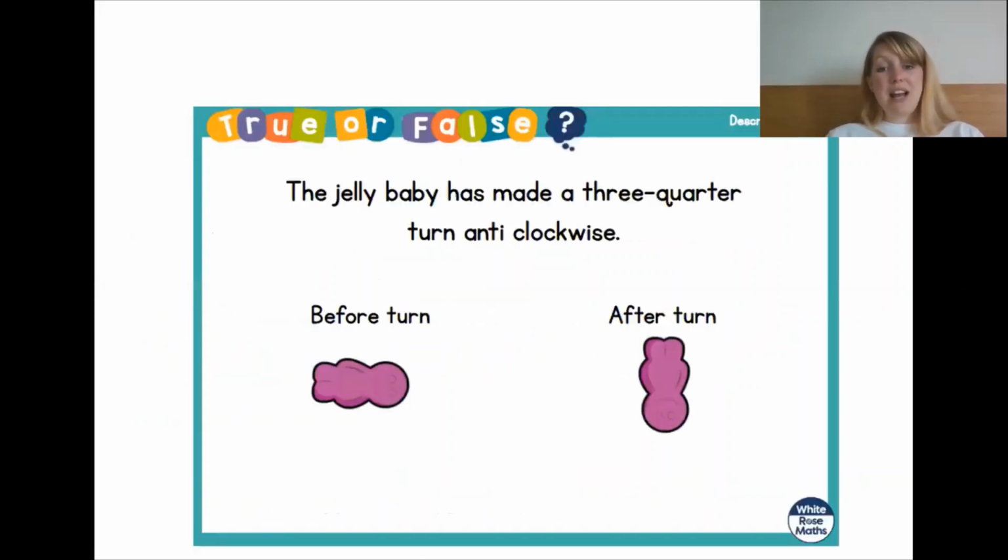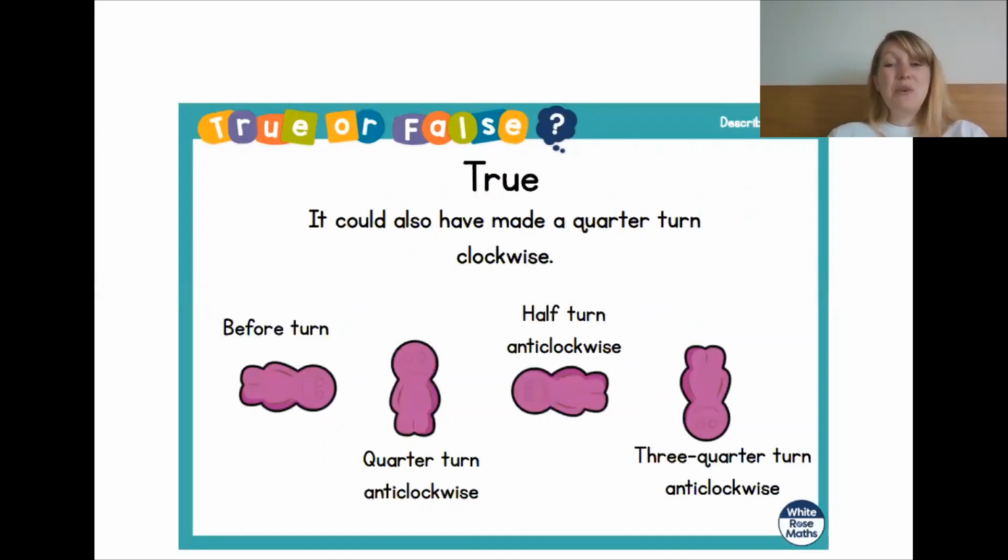So here are your challenge questions. So your first one is a true or false. The jelly baby has made a 3/4 turn anti-clockwise. Do you agree or disagree? Are you ready for the answer? Of course it's true. It could have also made a quarter turn clockwise. Okay, and there's an example of how it's moved.